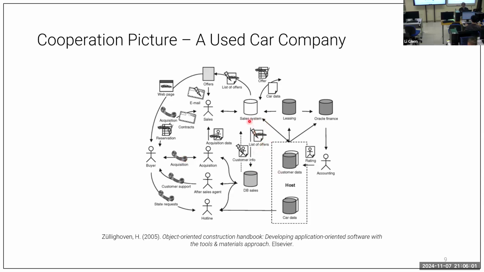So if you look at this, different people, of course, may have different access to different software systems as well. So for example, the salesman may have access to the sales system, but they may not have access to the finance system, right? Only the accounting people may have access to the Oracle finance system, right? So this is how the information flows again among different stakeholders, right? So this is about the cooperation picture. So any questions?